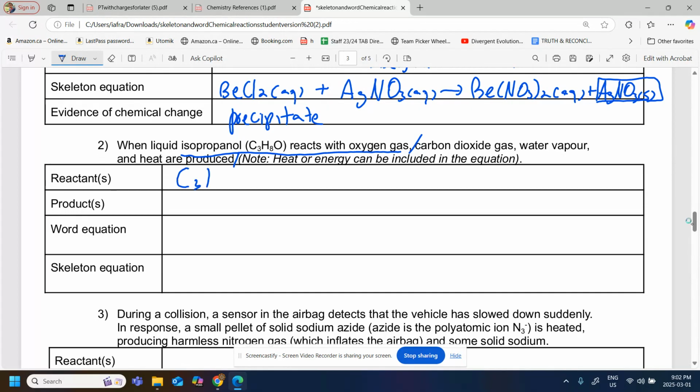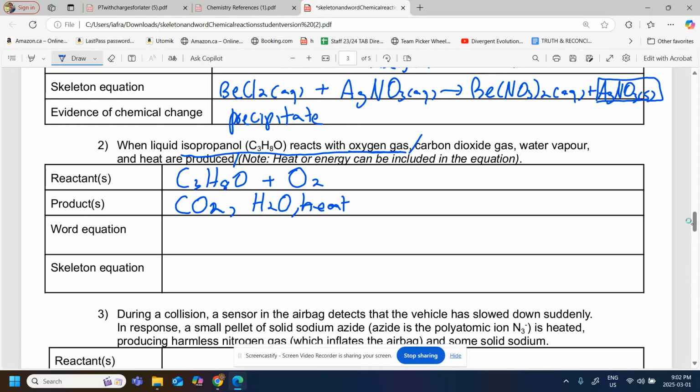C3H8O, and it says oxygen gas. So I'm just writing it in the formula form right now just because it's easier for me. Remember, oxygen's a Hofbrinkel, so O2. And in the products, it says that carbon dioxide is made, CO2. Again, you could have just written it with words here, there's no big deal. Water vapor, so H2O. And then heat as well. So heat is not chemical, it's energy being released or transferred.